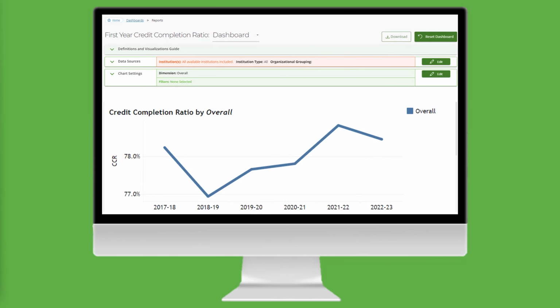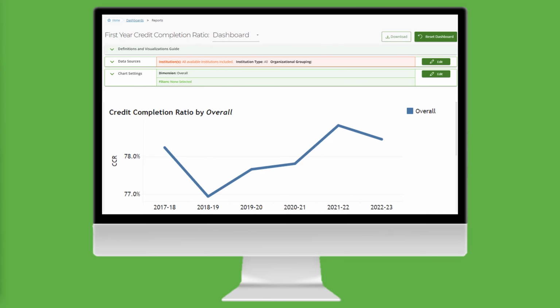To begin their investigation, they navigate to the PDP Credit Completion Ratio individual level dashboard. Reviewing the line chart, Ram notes that the credit completion ratio was the lowest in 2018-19, but has steadily improved. Elise asks if GPA impacts the credit completion ratio.